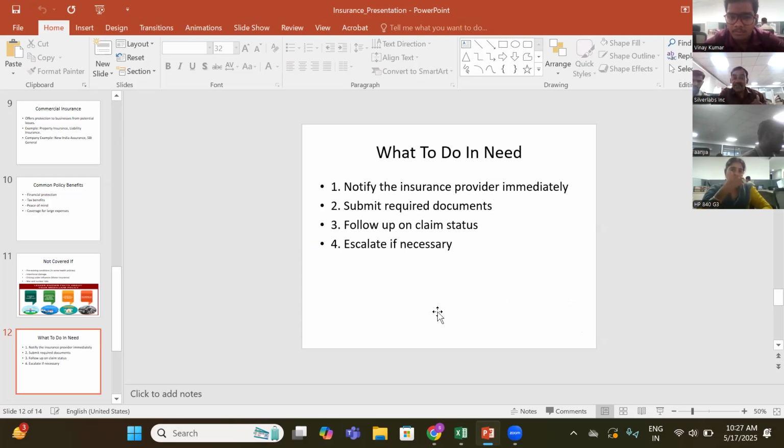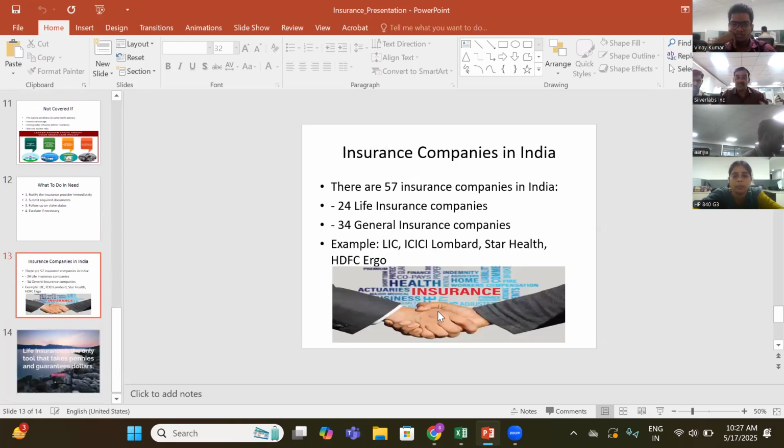Next, what to do in need? What do we have to do finally? Number one, notify the insurance provider immediately. Number two, submit the required documents, whatever is required. Number three, follow up on claim status. Four, escalate if necessary. If you are unable to manage it, you have to escalate, which means you have to go to the higher authorities.